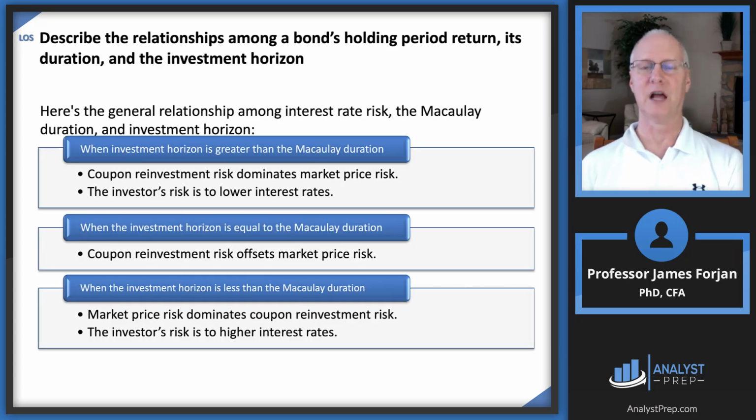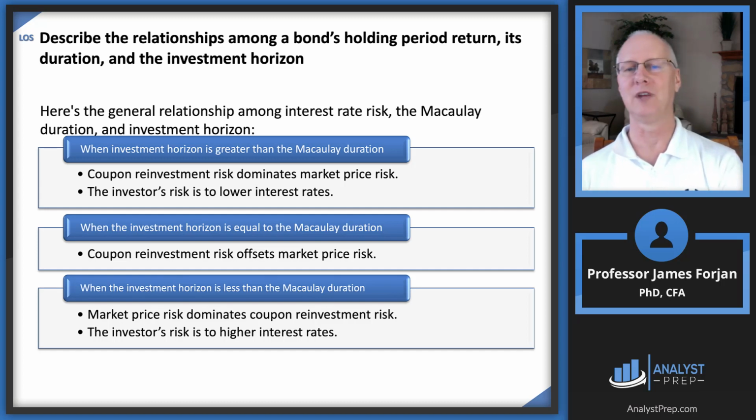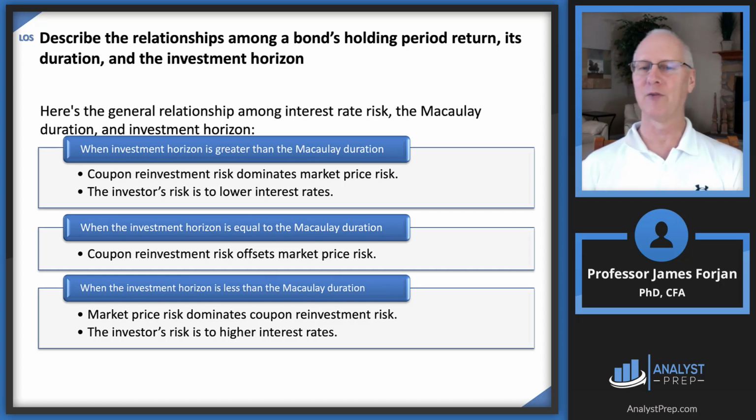Now, this slide swings back to what I did in the second and third slides. Are you ready for this? Describe the relationship between all the stuff that we've done, the duration and its investment horizon. Let's skip to the middle one there. When the investment horizon is equal to the Macaulay duration, the coupon reinvestment risk offsets the market price risk.